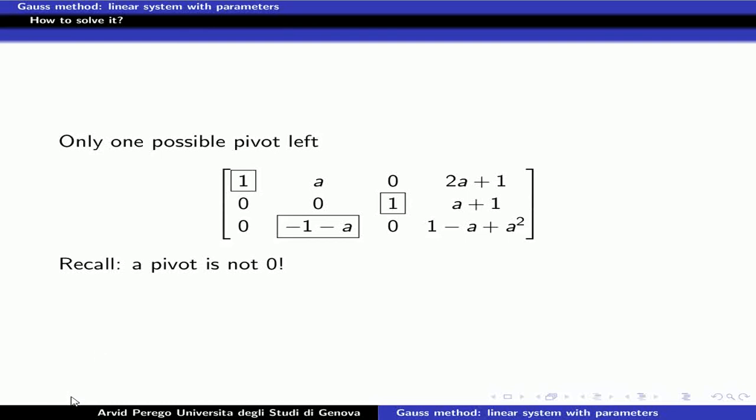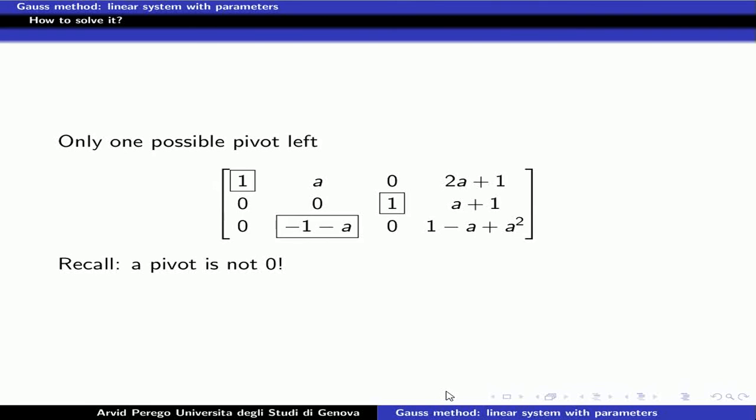And so let us discuss the possible cases we are left with. The situation now depends on the value of a. If minus 1 minus a is 0, then we cannot choose it as a pivot, while if minus 1 minus a is non-zero, then we may choose it as a pivot. So we need to split in two cases.